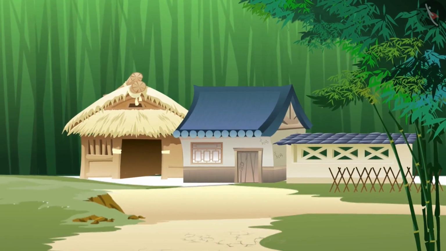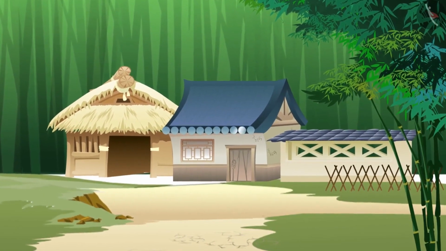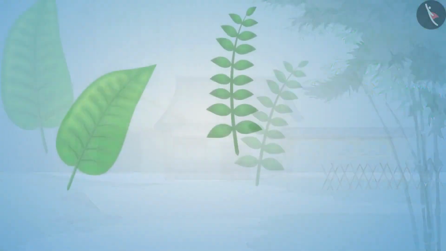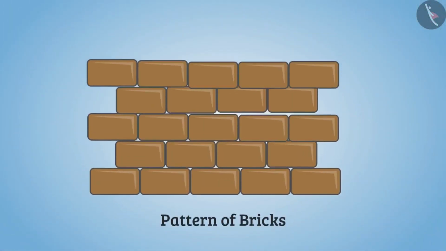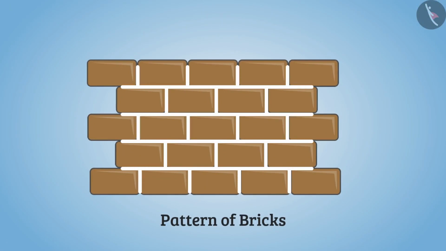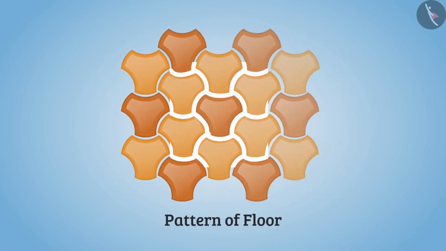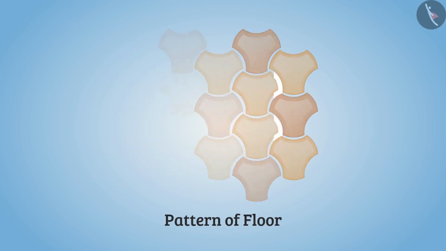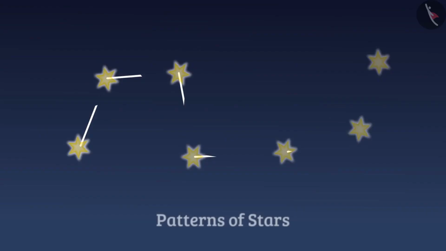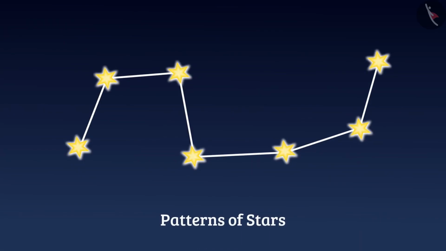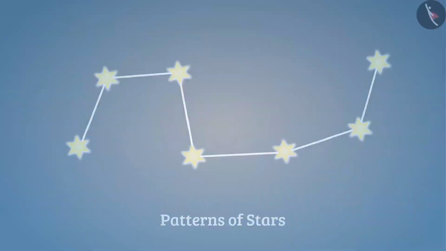Everywhere in our surroundings, we see different patterns, such as pattern of leaves, pattern of bricks, pattern of floor, patterns of geometrical shapes, patterns of stars, and many more. Every pattern is based on some rule.